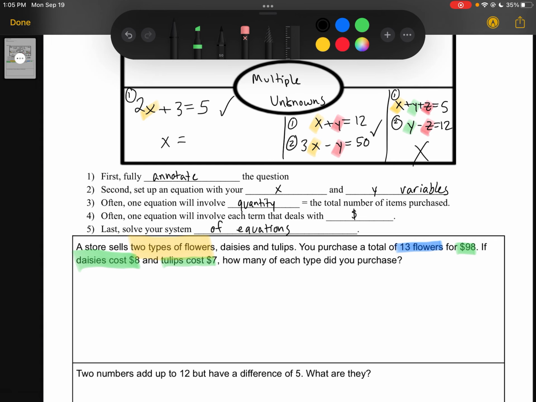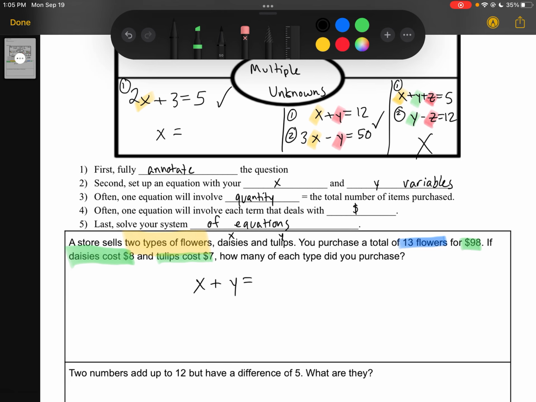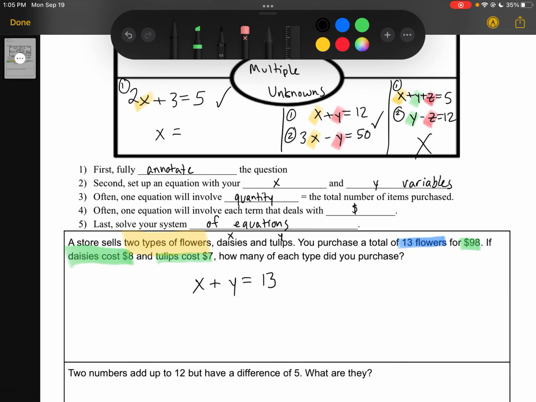So first, quantity equation. We have daisies and tulips. So maybe I'll put x for daisies and y for tulips. So I know if I add daisies and tulips together, our quantity, our total in blue, is 13. So basically that's just saying if we add everything together and count it up, it equals 13. Second, daisies, our x value, cost $8. So for each daisy that we buy, it's $8. And tulips are $7. So for each tulip we buy, that costs us $7. And we know that if we multiply all of that money together, it should get us $98.